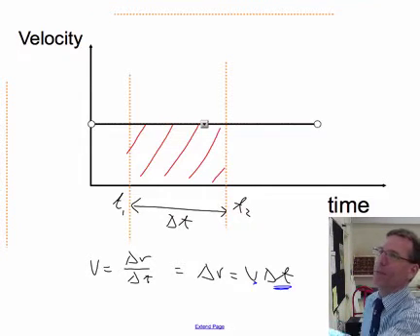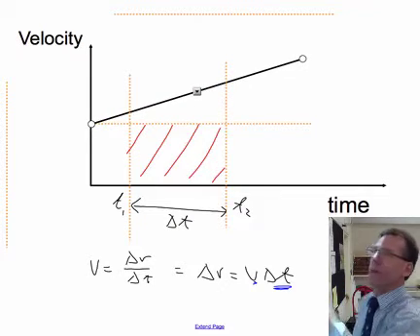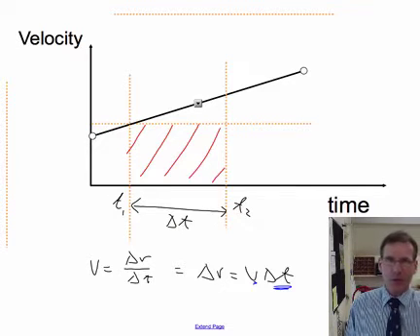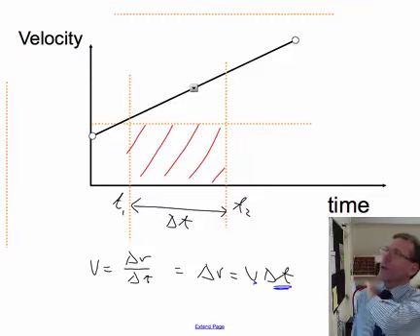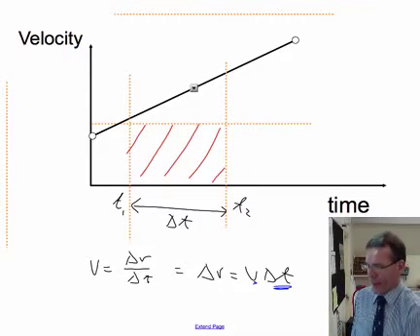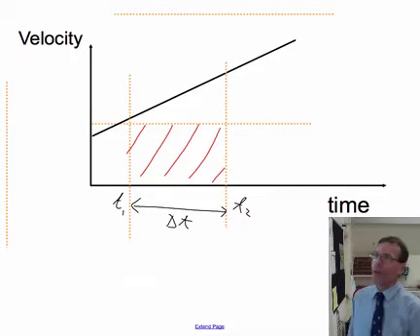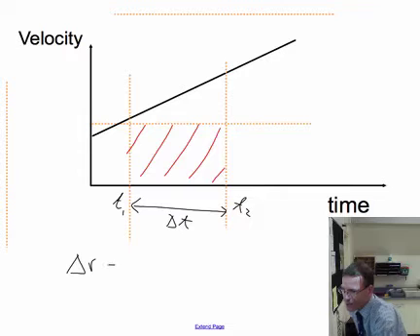Okay, but what would happen if instead of being a constant velocity, it was a constant acceleration? So we've got an object that's accelerating at a uniform rate, and you can see in this graph the gradient is a straight line, the gradient's constant. That tells us that it's accelerating at a constant amount. So how would we work out what the change in displacement in this situation would be?